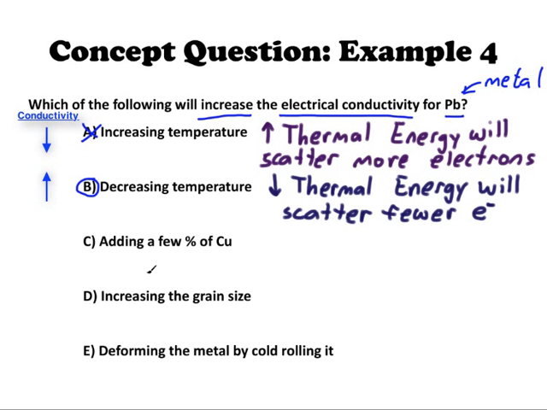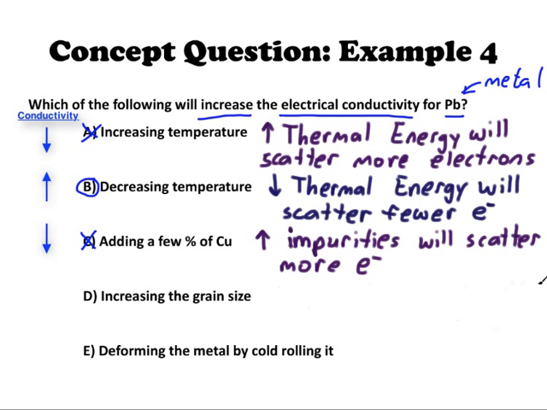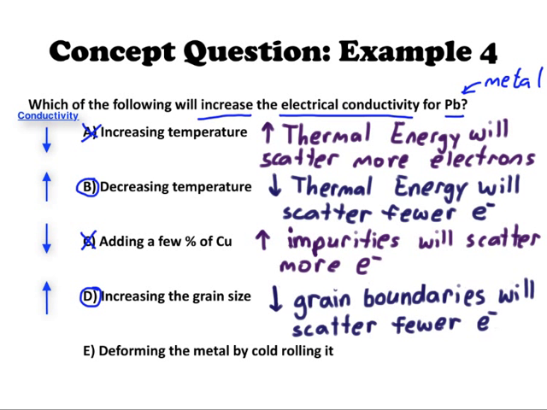Option C, adding a few percent of copper, is an incorrect answer because impurities scatter electrons. So if we provide more impurities, we will scatter more electrons, therefore reducing the conductivity. Option D, increasing the grain size, is a correct answer because increasing the grain size will reduce grain boundaries, which will consequently scatter fewer electrons. Grain boundaries are one of those defects that scatter electrons, so when we have less of them, we scatter fewer electrons.